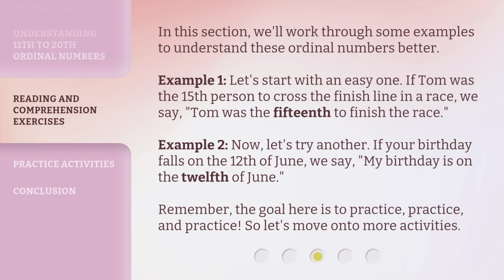In this section, we'll work through some examples to understand these ordinal numbers better. Example 1. Let's start with an easy one. If Tom was the 15th person to cross the finish line in a race, we say, Tom was the 15th to finish the race. Example 2.